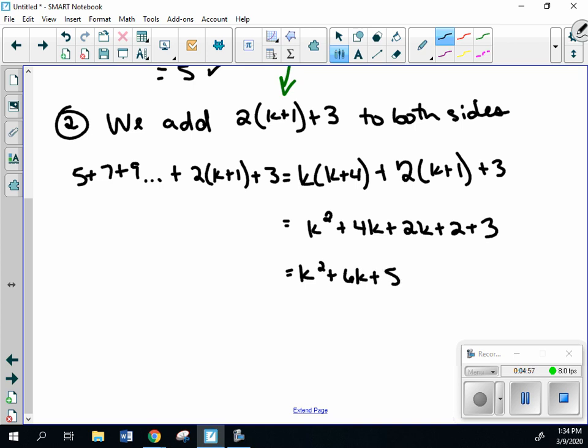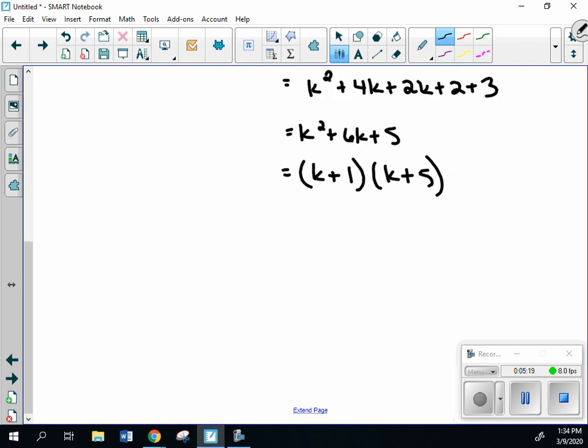k squared plus 6k plus 5. Well, it's in the form of a quadratic. I bet you I could AC factor that. Boy, that AC factoring comes back a lot. If I AC factor that, I get k plus 1 times k plus 5.